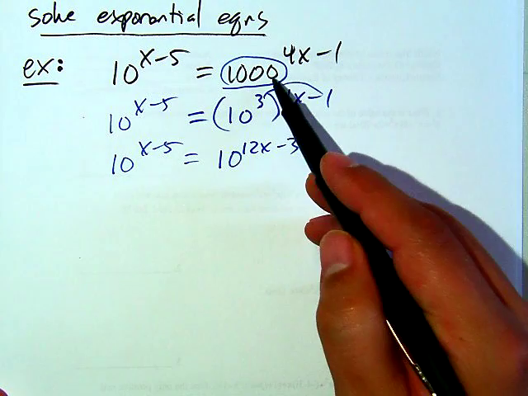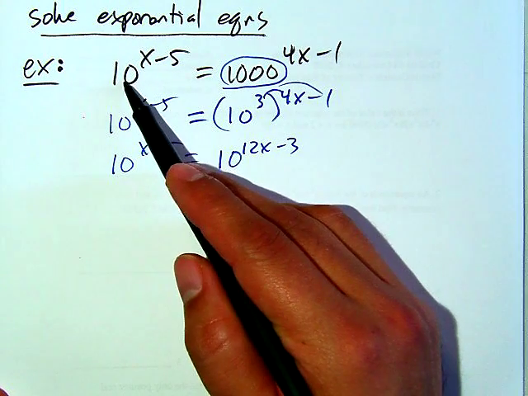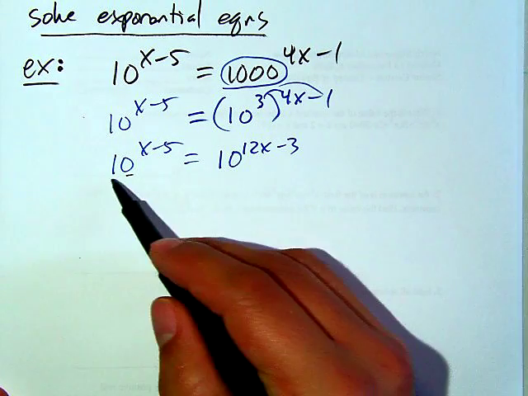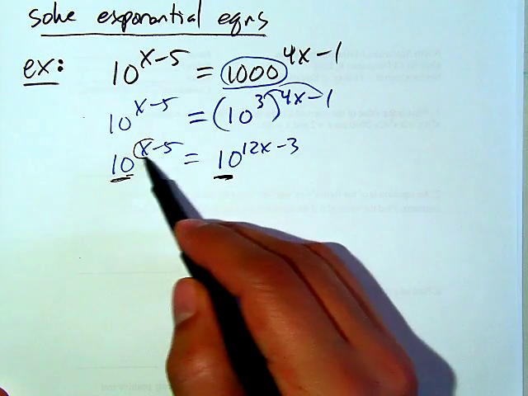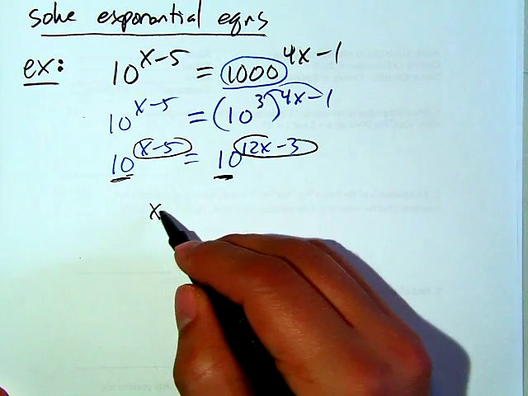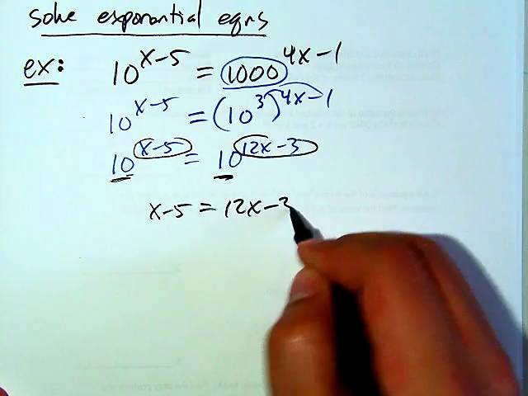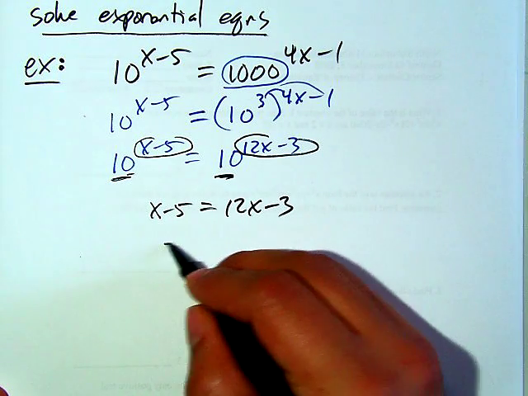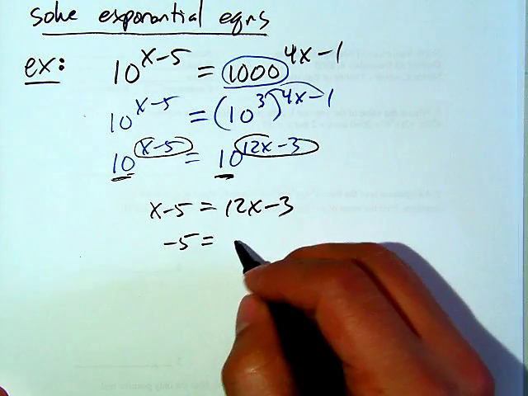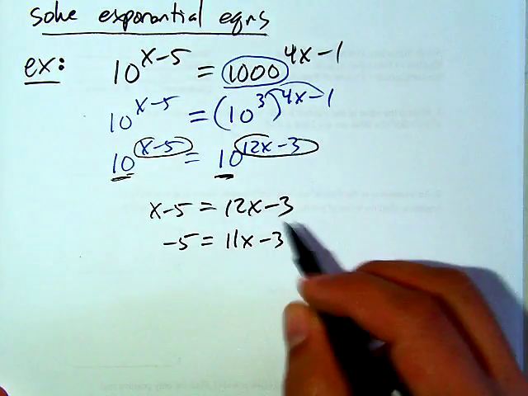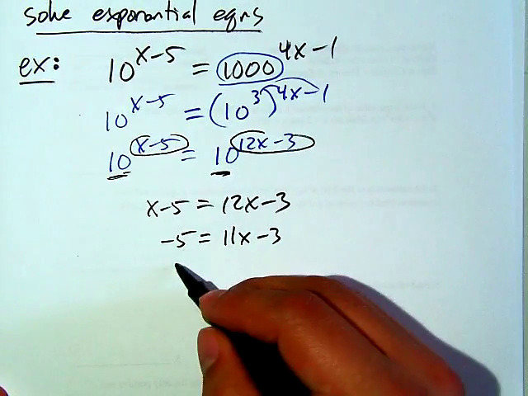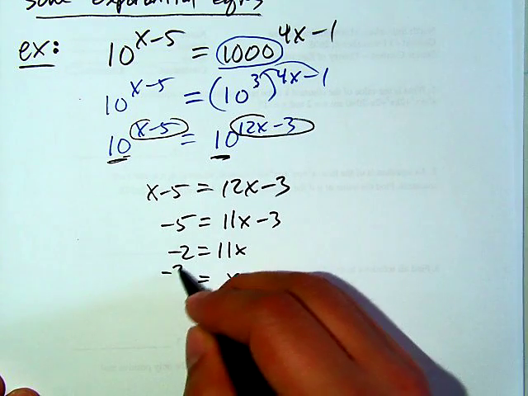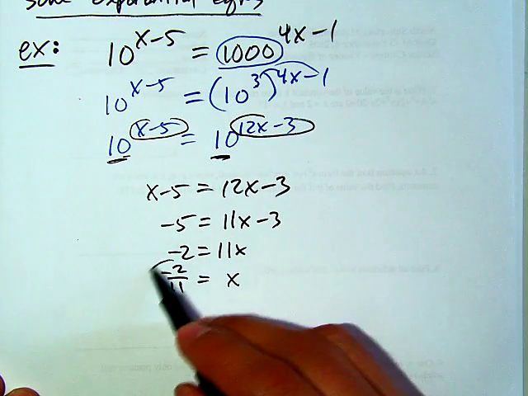If you can turn this exponential equation that starts out with different bases into an equation that's exactly the same base, if this is base 10 and this is base 10, in order for these two things to be equal, well then x minus 5 has to equal 12x minus 3. Otherwise this equation doesn't work. Okay, so if we solve, we can add x or subtract x to make this 12 into an 11x. We could add the 3 to make negative 2 on the left, and you get that x has to be negative 2 over 11. Okay?